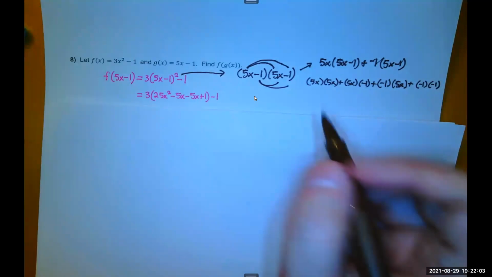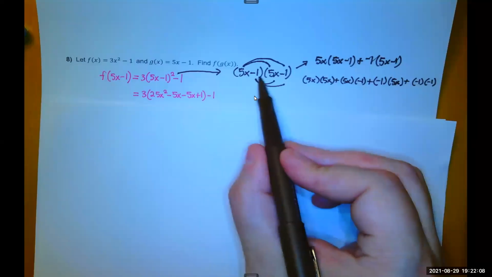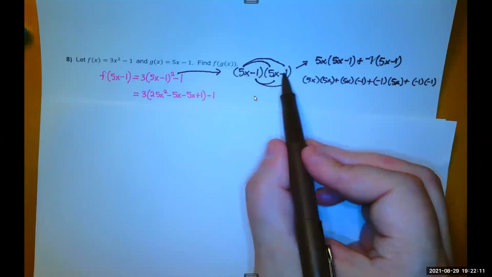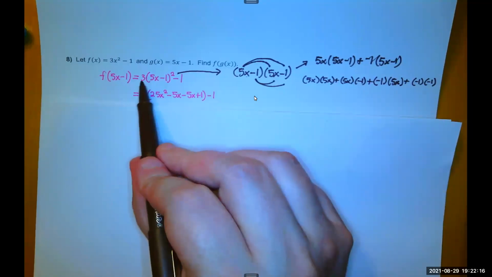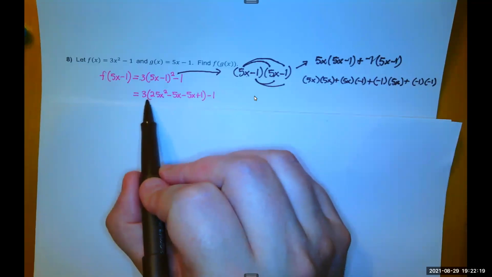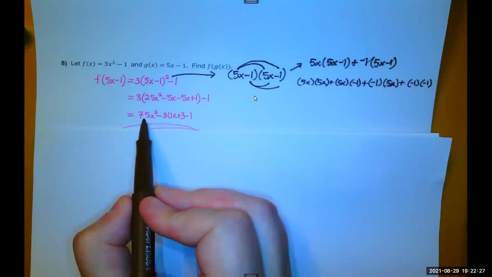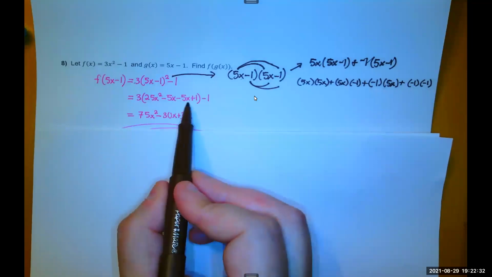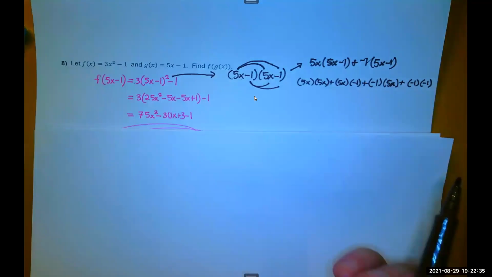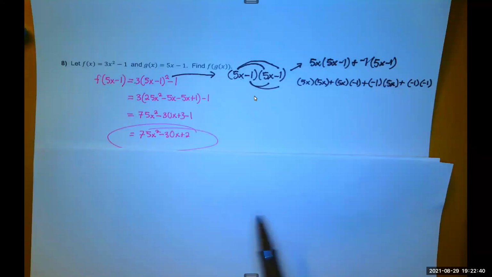We have 25x squared from 5x times 5x, minus 5x from 5x times negative 1 and negative 1 times 5x, and a positive 1. The 3 we haven't done anything with, so we recopy. Likewise, the negative 1, we recopy that. But when we distribute the 3, we have this, or you could have kept these separate and said each one is negative 15x. Your choice, doesn't matter. They're still like terms. They're still going to get combined to arrive at the final answer here.